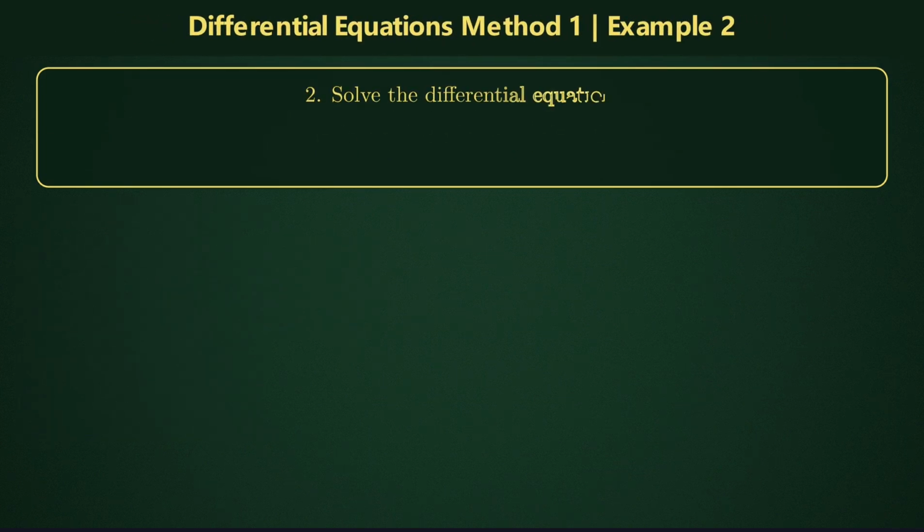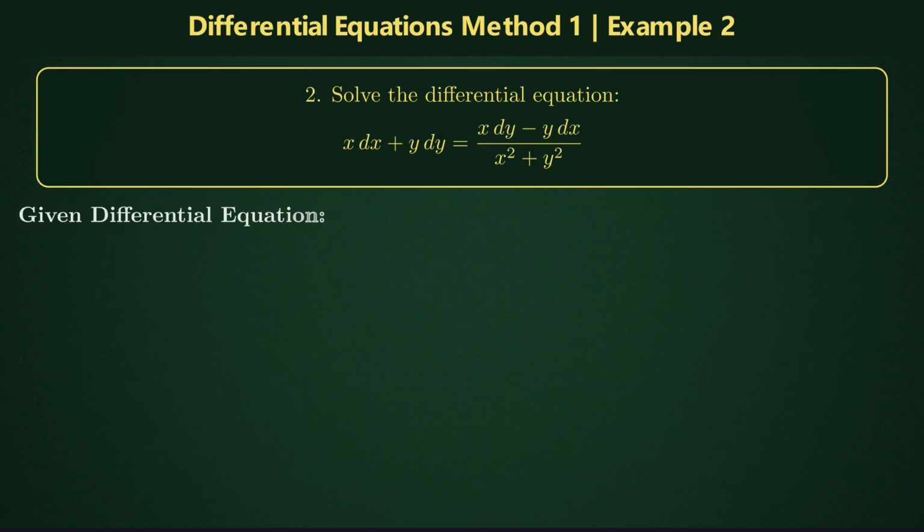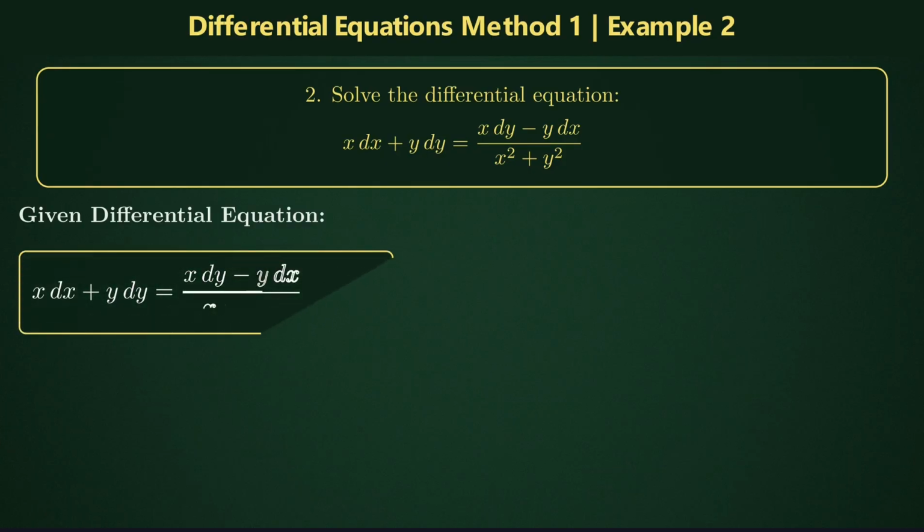Let's solve the second question. x dx plus y dy equals the fraction x dy minus y dx, over x squared plus y squared. We start with the given differential equation. The equation is x dx plus y dy equals the fraction x dy minus y dx, over x squared plus y squared. Let's recall the relevant differential formulas from our inspection method.